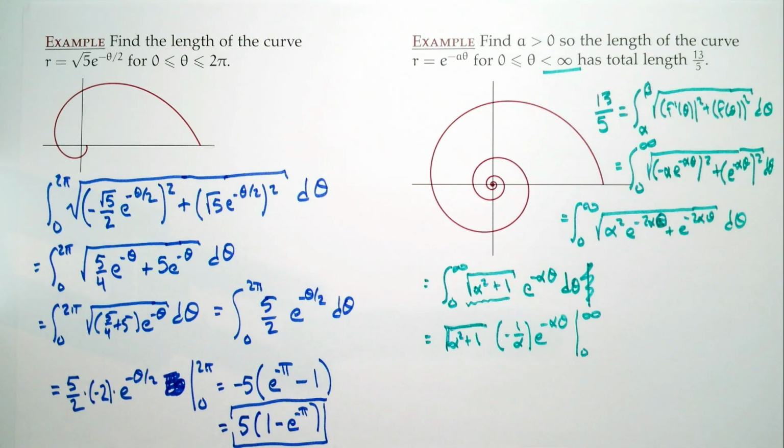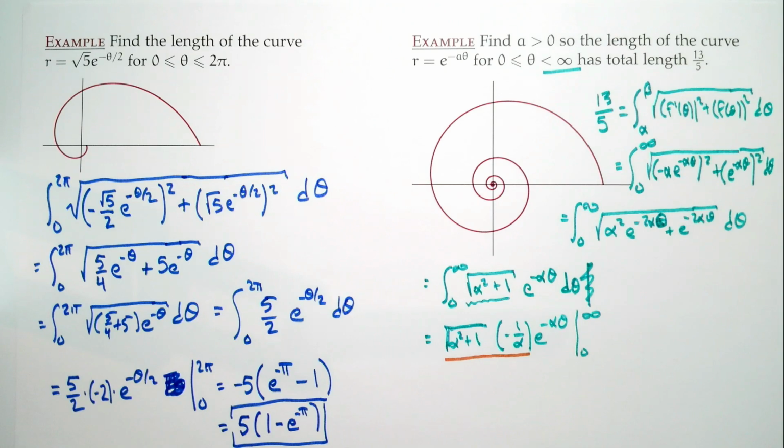Now, the way we should do this is we should plug in infinity. Now, you can't really plug in infinity because infinity is not a number. But when we talk about plugging in infinity, what we mean is what happens as we go to infinity. So the first part here, this square root of alpha squared plus 1 and the minus 1 over alpha, those are numbers. We don't need to worry about those. It's the theta. So what happens to e to the minus alpha theta?